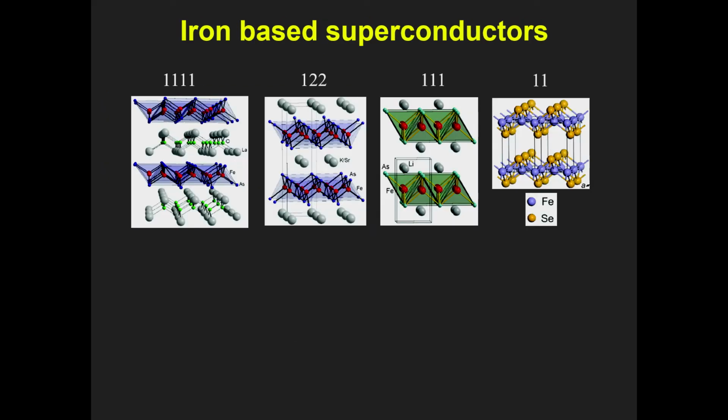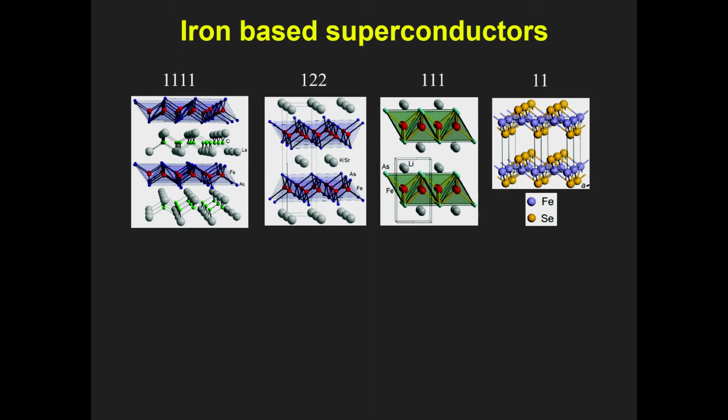So now I'll switch gear to a totally different topic. It's about iron-based superconductors. So these are the 4 families of commonly studied iron-based superconductors. And the most simple one is iron selenide, what we call the 1-1 system. It's just the iron and selenium forming a layer by layer structure.